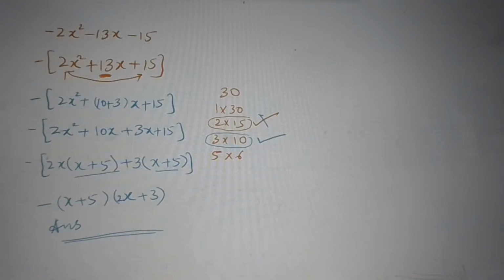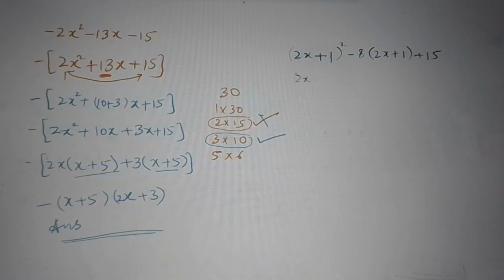For example, this is 2x plus 1 whole square, minus 8 times 2x plus 1, plus 15. So how can we apply the factorization method? Actually, this factorization is done when the expression is completely expanded. So first we have to expand it completely.